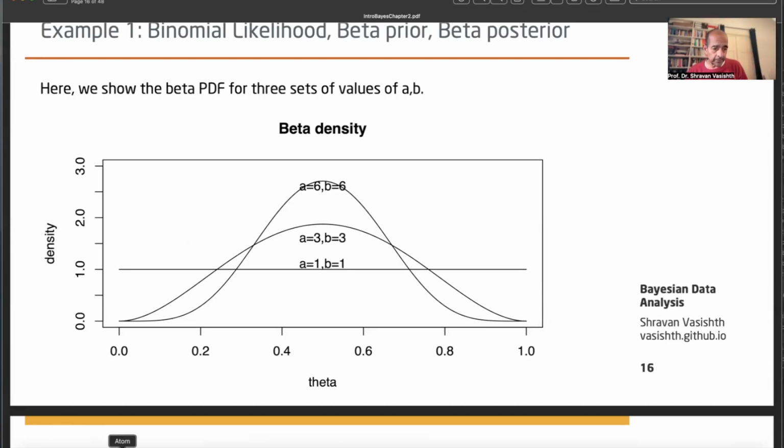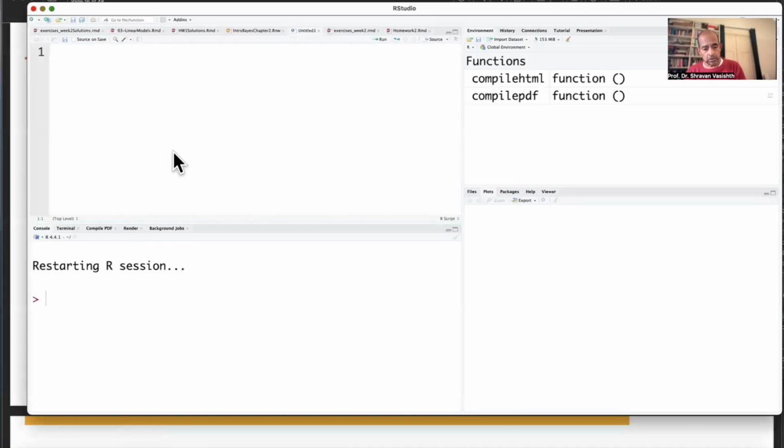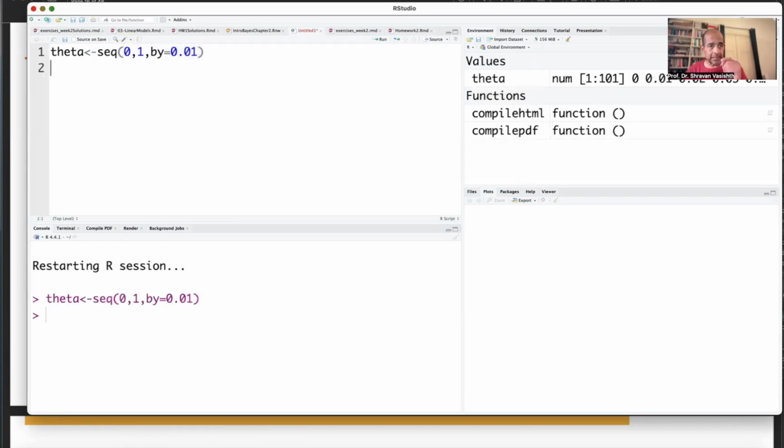Let me do that, okay? Let me just show you how that works. So let me just create a vector of theta values, right? 0 to 1 by 0.01, right? And then I'm going to just plot the theta values on the x-axis. And using the dbeta function, I'm going to plot the density of the theta values for shape 1 equal to 6, for example, and shape 2 equal to 6, right? Also 6.